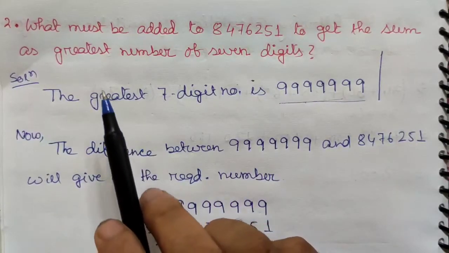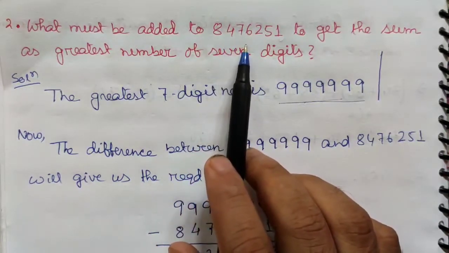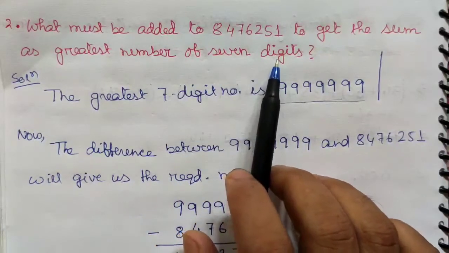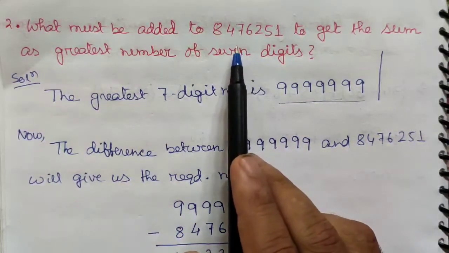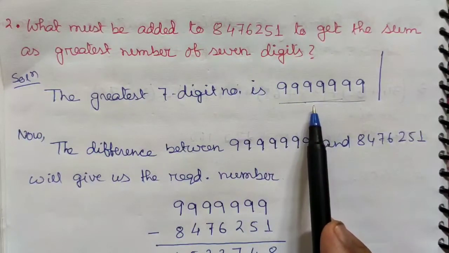So now let us move to our next question, that is: what must be added to 8476251 to get the sum as the greatest number of 7 digits? That means with this number, what should we add to get the result? The result must be this one, right?